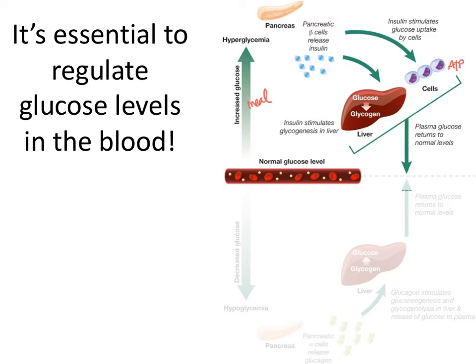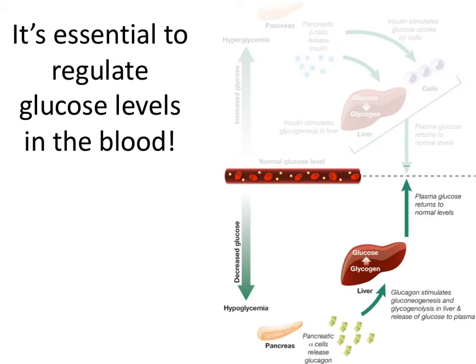And in the liver, glucose can also be stored as glycogen. So glycogenesis is stimulated in the liver. In both of these ways, cells in the rest of our body, like muscle cells or neurons, as well as cells in the liver, taking up glucose, that's going to return our plasma glucose levels to normal.